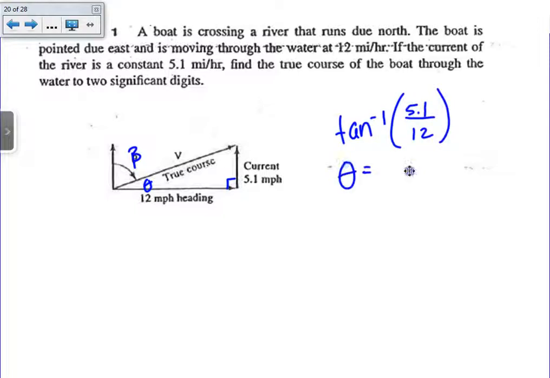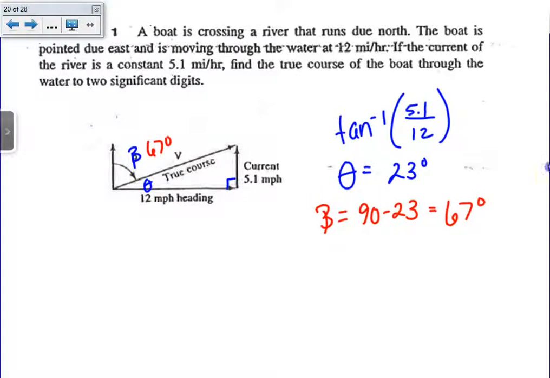So theta, let's see, I think I calculated this already, came out to 23 degrees. But that's not our actual bearing. Our bearing, because it's off of north, is going to be 90 degrees minus the 23 degrees. So that gives us 67 degrees. So that's our actual bearing, and it's off of north.